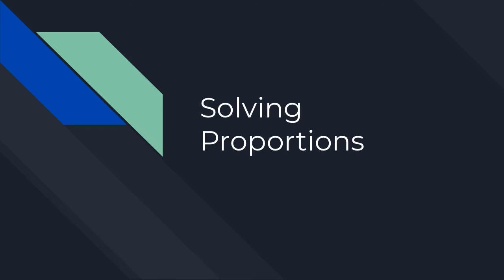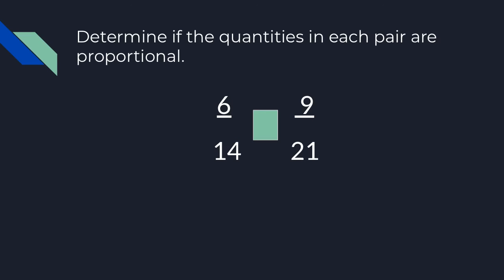In this lesson, we will be talking about how to solve a proportion. So let's review for just a second. We've been talking about how two equivalent ratios will create a proportion. And so I have two ratios here, 6 over 14 and 9 over 21. And I want to know if they are equal to each other or proportional.